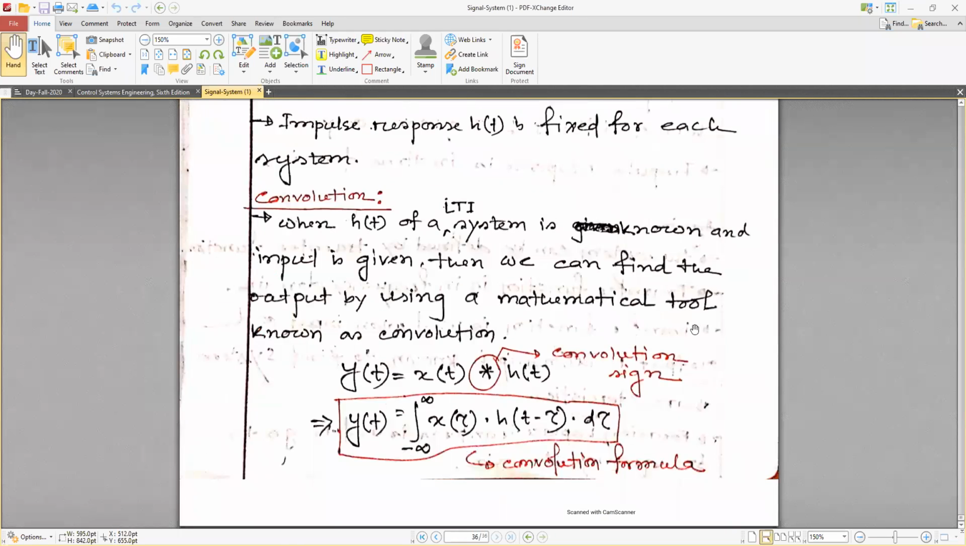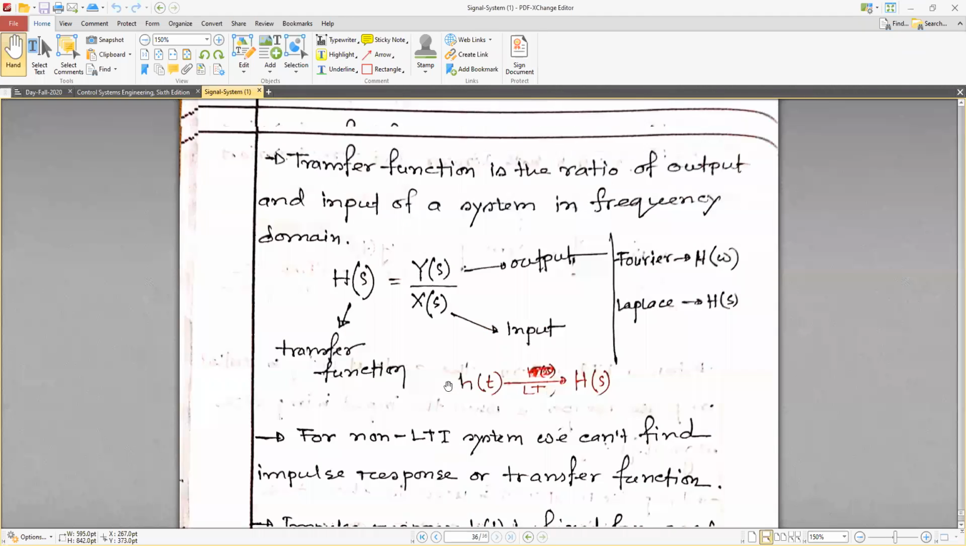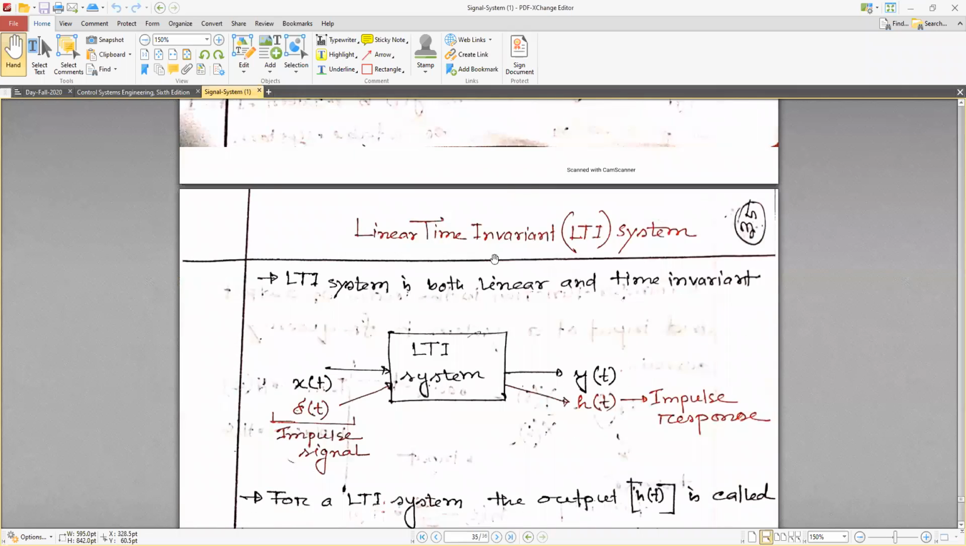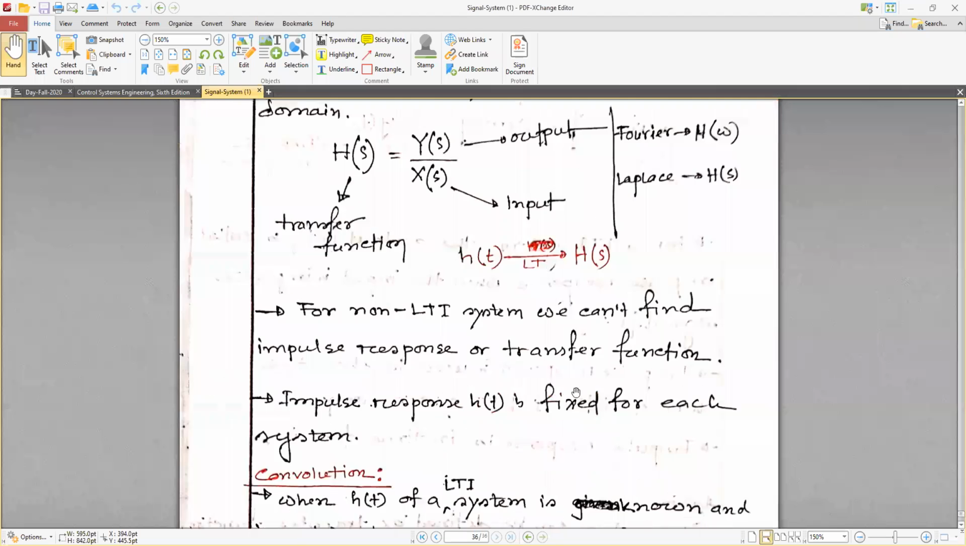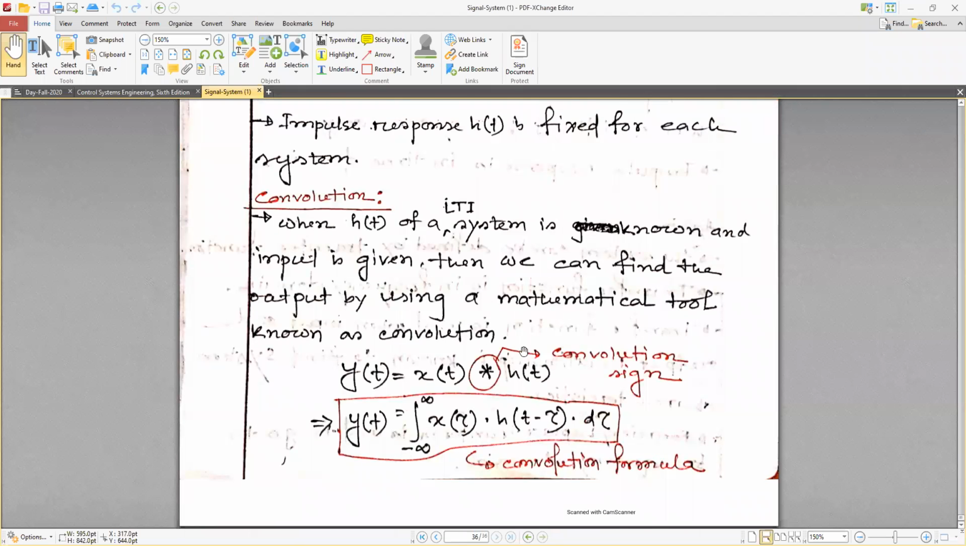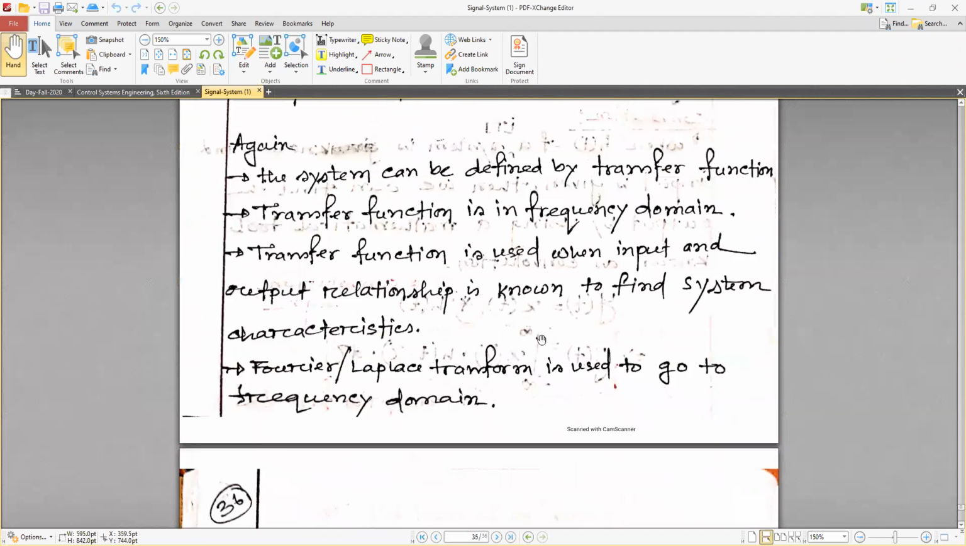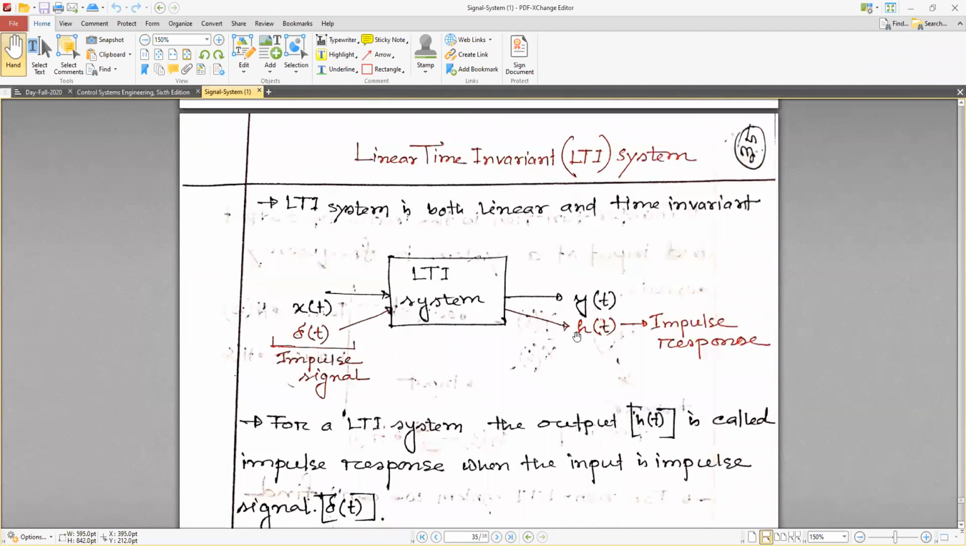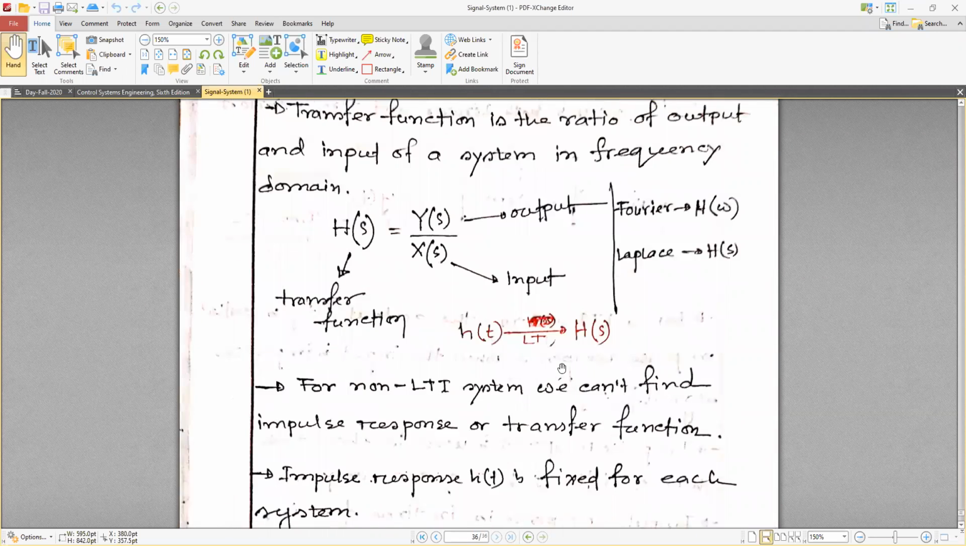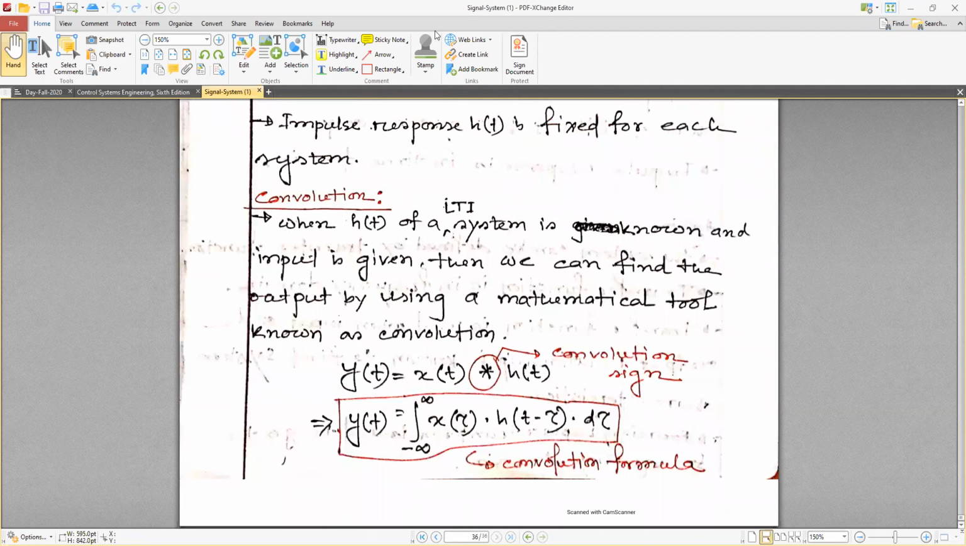And convolution is another term. When h(t) of a linear time invariant system is known and the input is given, then we can find the output by the mathematical tool of convolution. In the final, we'll learn about the LTI system and convolution, from the very next class. We'll start from the linear time invariant system from the next class, inshallah.